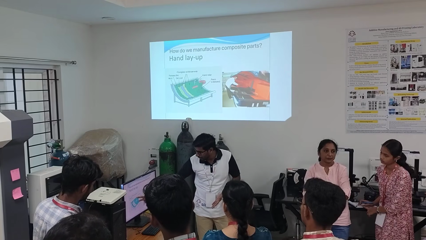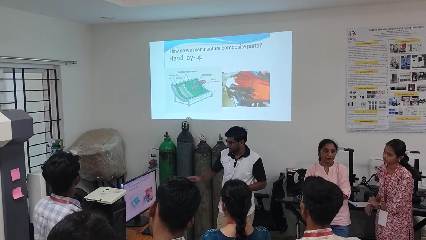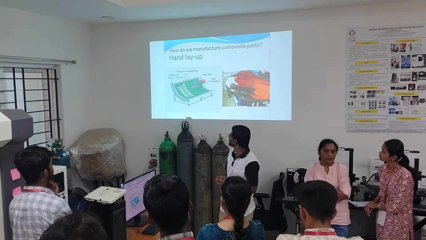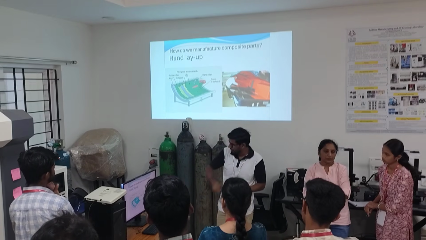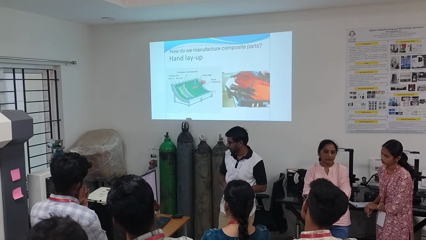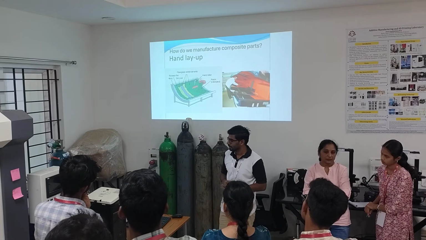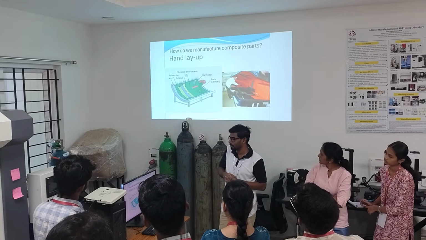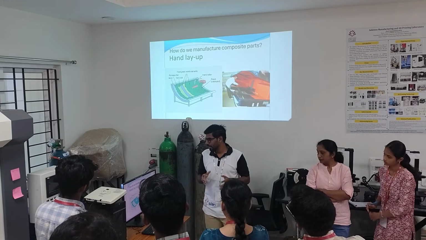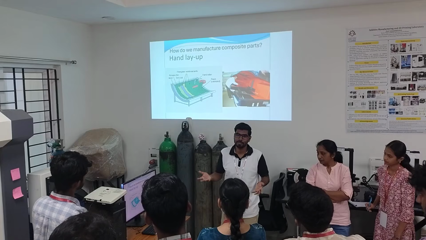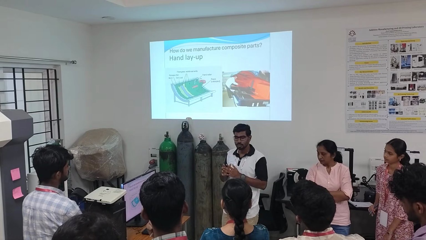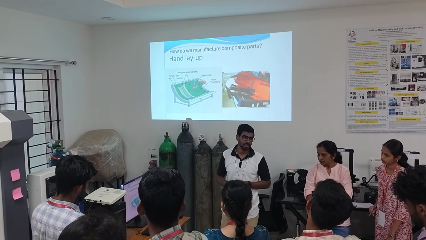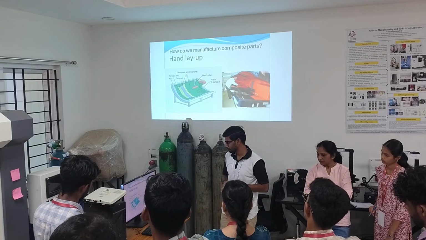On that, I place the fibers, and then the matrix in the form of resin is placed. Then with the help of a roller, you can see a person making a huge component just out of this hand layup method. Here the biggest advantage is that you can make components as big as you want. There are no restrictions on the size, you just have to make sure that your mold is as big as you require.